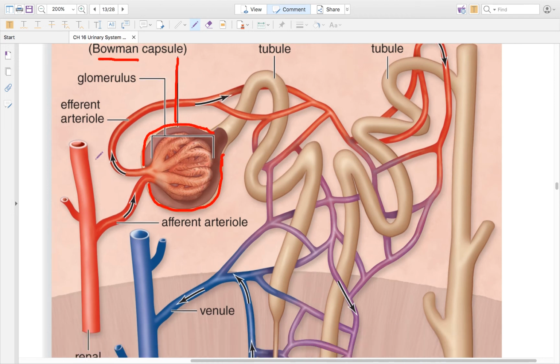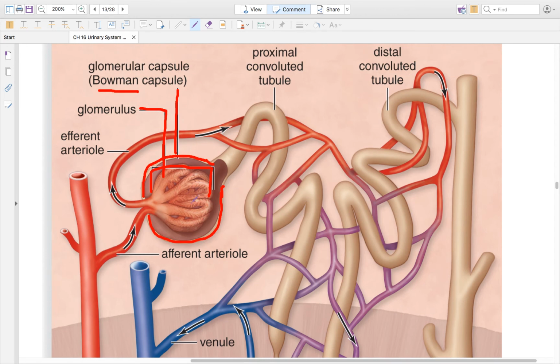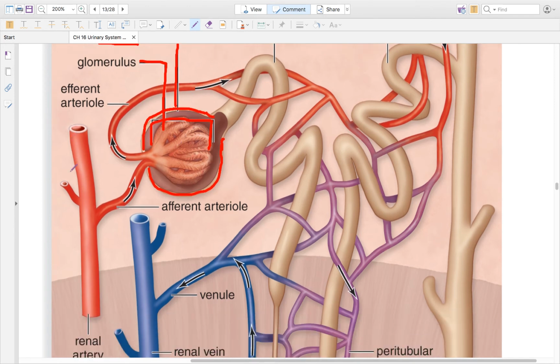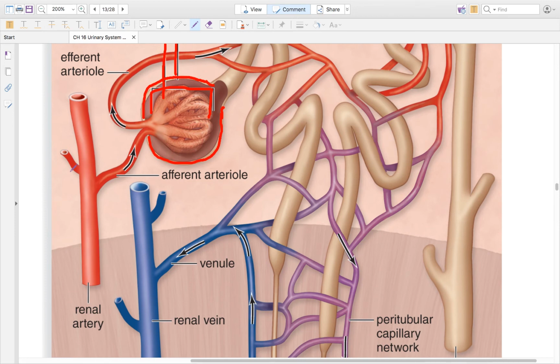Okay, now next, see this network? That is called the glomerulus. This whole thing. And it's actually a network of capillaries. So it would make sense that the capsule that holds the glomerulus would be called the glomerular capsule, right? Now I want to talk about these arteries. Here's the renal artery, and it connects into this artery, and it's called the afferent artery.